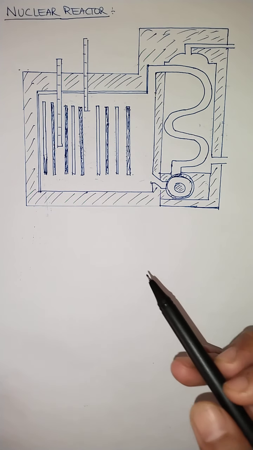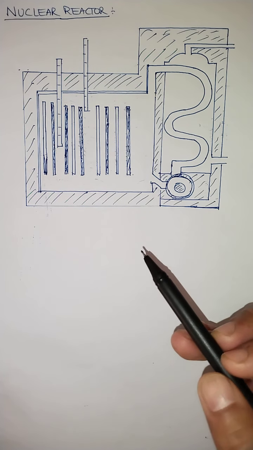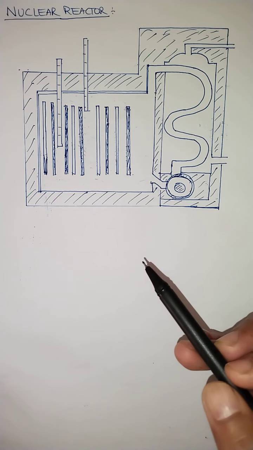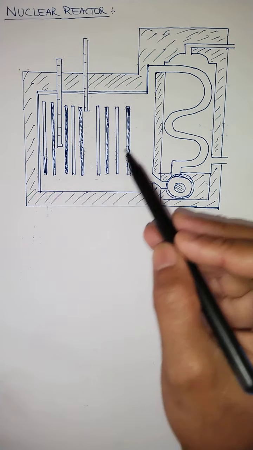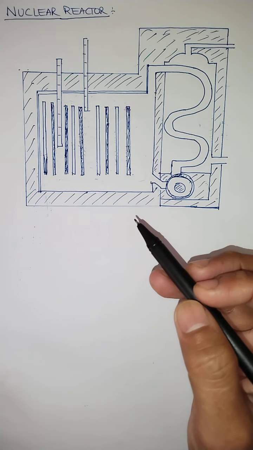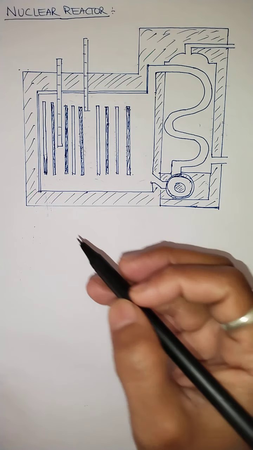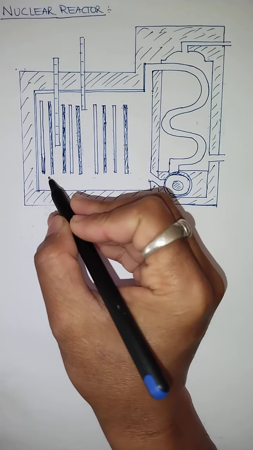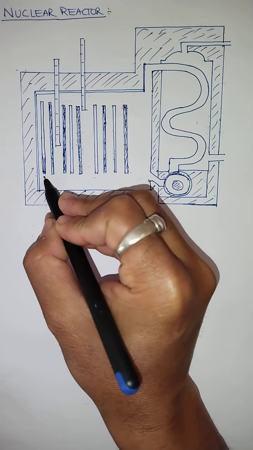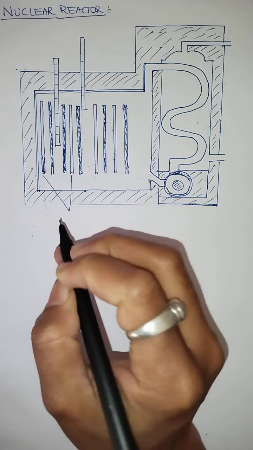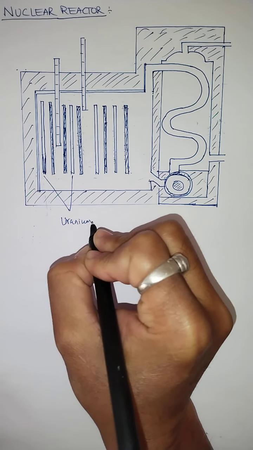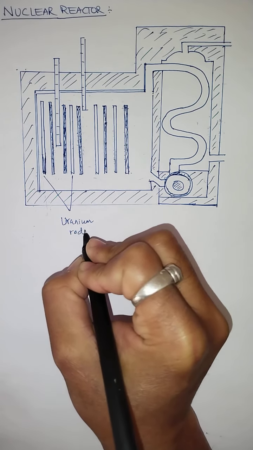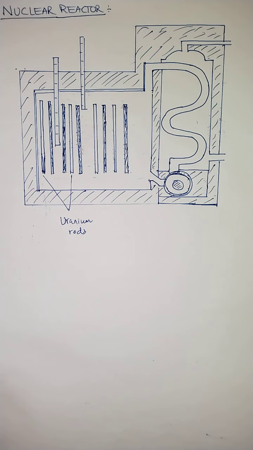Basically this nuclear reactor is a type of device consisting of a large number of uranium rods. Let me show you with the help of the diagram. These rods, you can see, are the uranium rods. This uranium rod acts as a fuel.